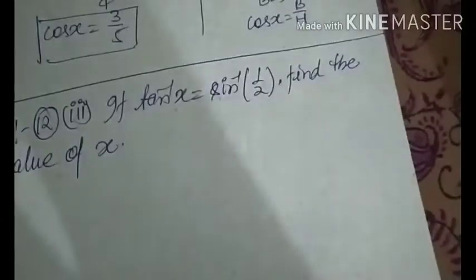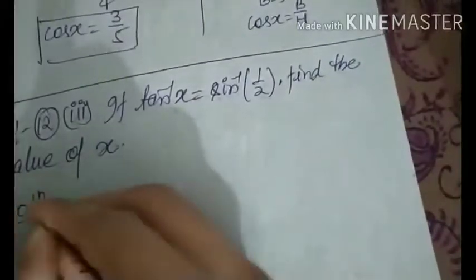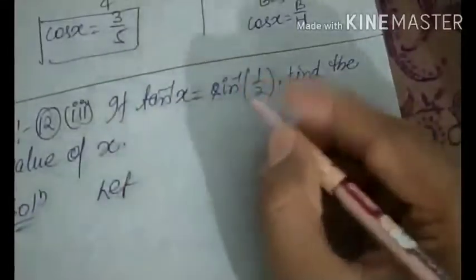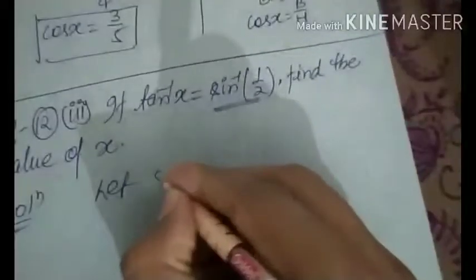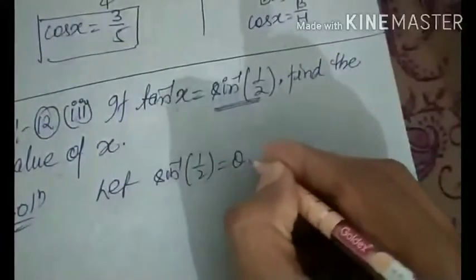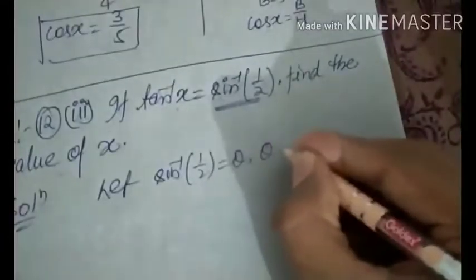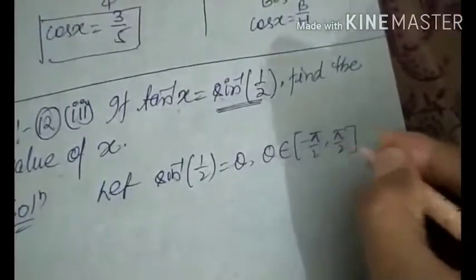Question number 12. If tan inverse x is equal to sin inverse 1 upon 2, then find the value of x. First of all, let sin inverse 1 upon 2 be equal to theta, where theta belongs to minus pi by 2 to pi by 2, as we know.